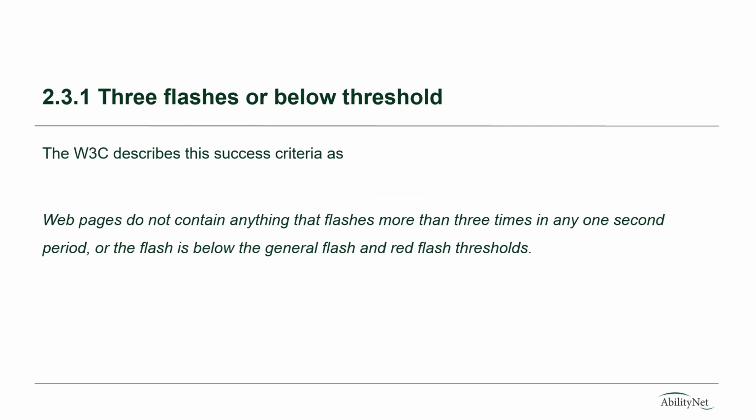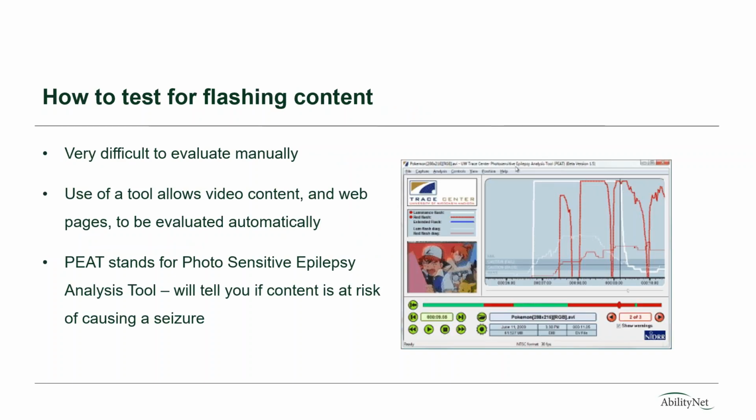Okay, moving on to success criteria 2.3.1, 3 flashes or below. In the same way that audio content can be distracting for vision impaired and blind users, this success criteria has a very specific demographic it's aimed at. So content that flashes at a certain frequency or between a certain frequency range has the potential to trigger a seizure in somebody with photosensitive epilepsy. So that's why this checkpoint exists, to prevent content like that appearing on websites.